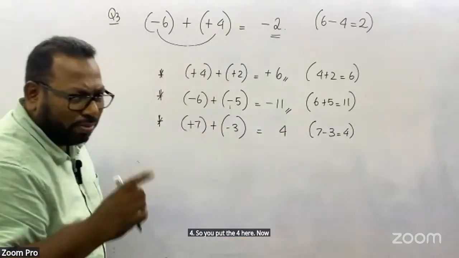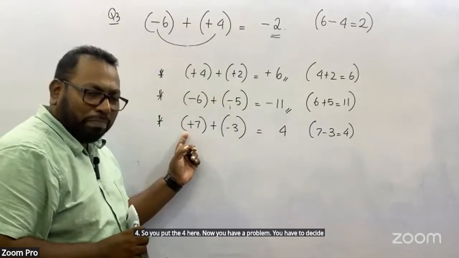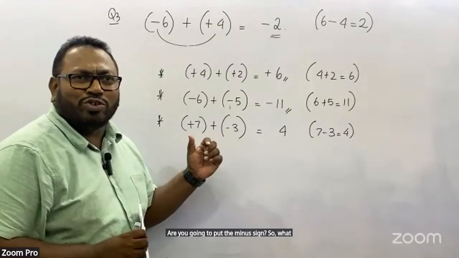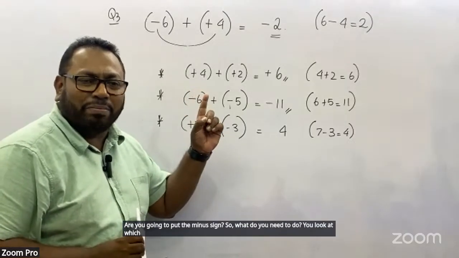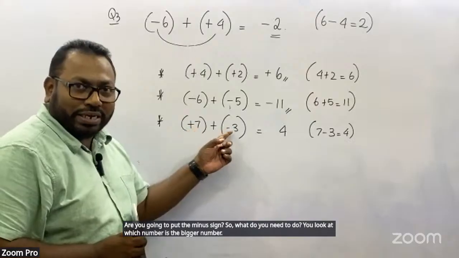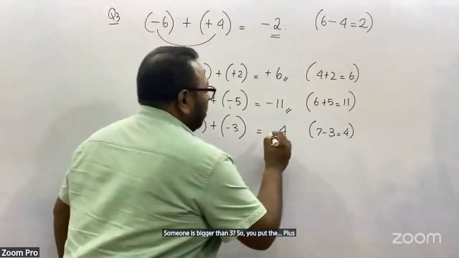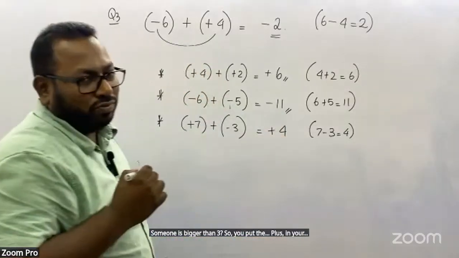Now you have to decide: are you going to put the plus sign or the minus sign? You look at which number is the bigger number. 7 is bigger than 3. So you put the plus in your answer. So you put plus 4.